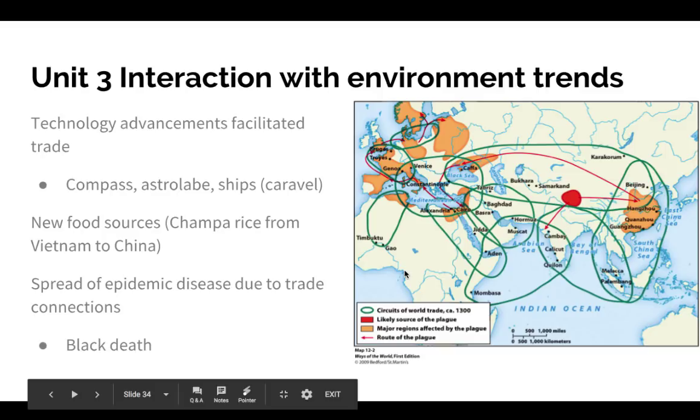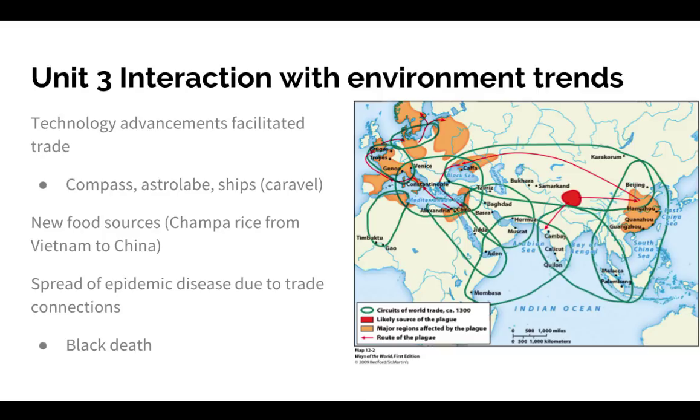For the environment, technology is going to continue to facilitate trade, and in this unit we have the compass, the astrolabe, and ships like the caravel, which was developed by the Portuguese. Remember, during this era, the Portuguese, at the end of our time period here, are going to make their way down the west coast of Africa, all the way around to the Indian Ocean. Also, environmentally significant are new food sources like Champa rice, which came from Vietnam to China. And then we have the Black Death, which is what this map shows, these orange outbreaks of the plague, and that was because of these trade connections shown in these green circles.